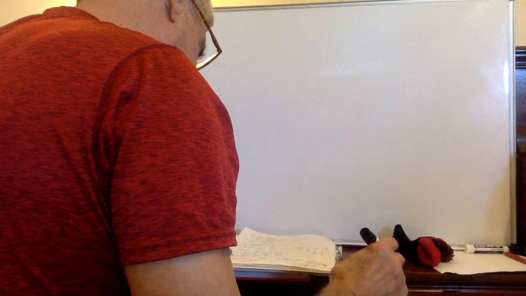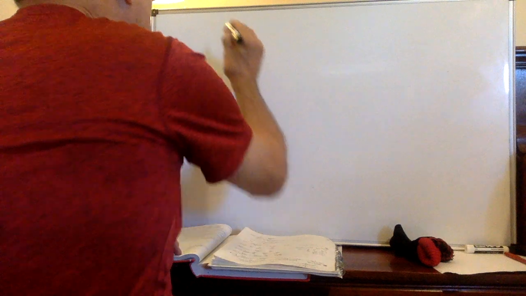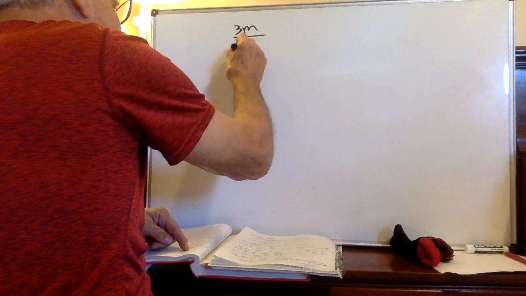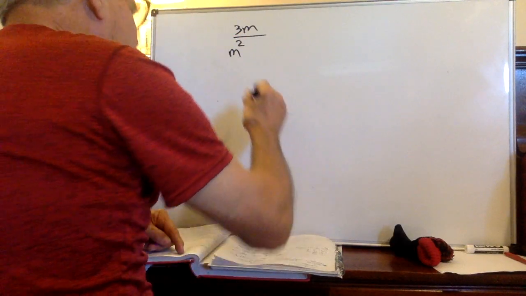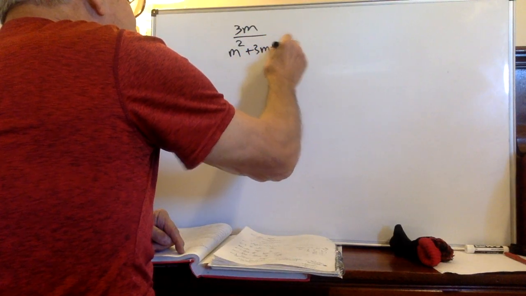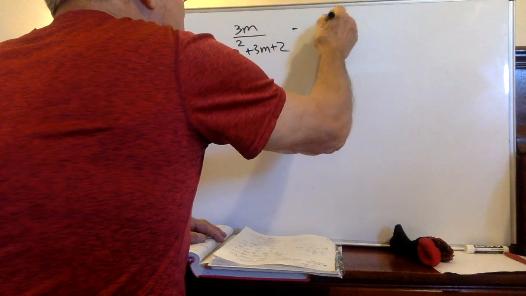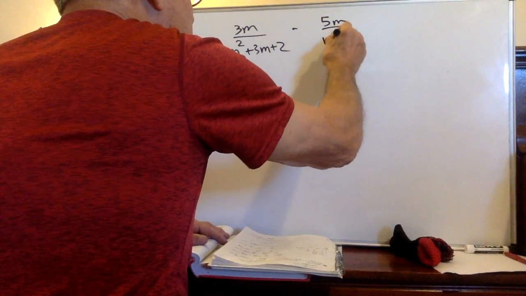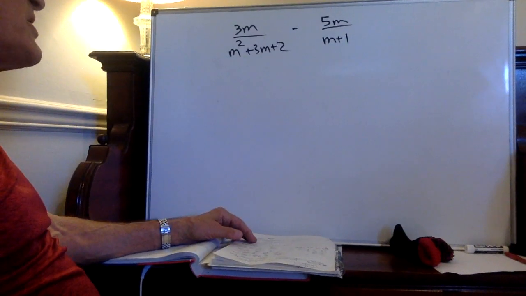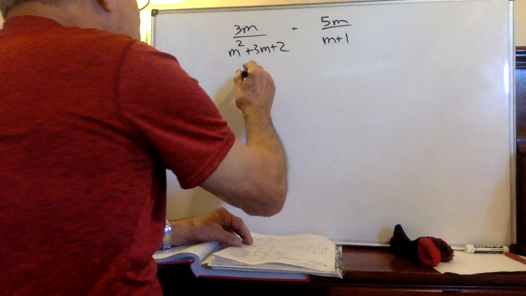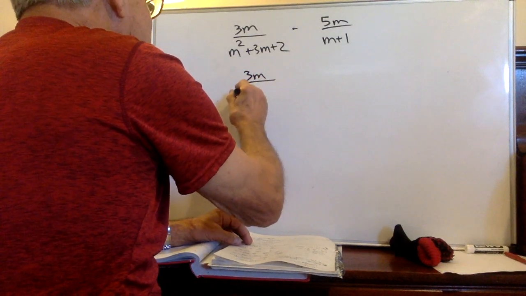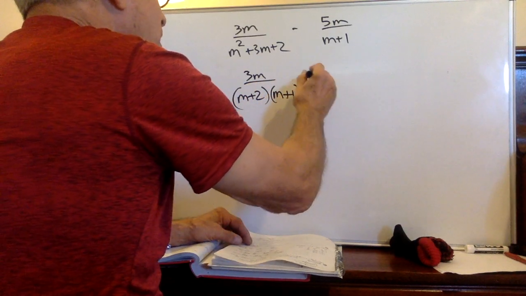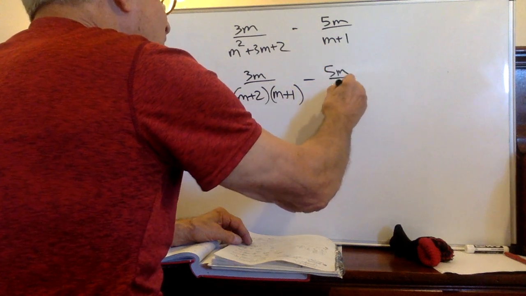Alrighty, number 22. 3m over m squared plus 3m plus 2 minus 5m over m plus 1. All right, the only way to combine fractions is if they have a common denominator. This denominator factors into m plus 2 times m plus 1, minus 5m over m plus 1.